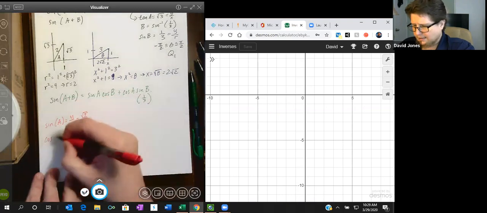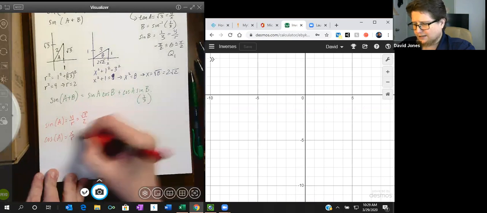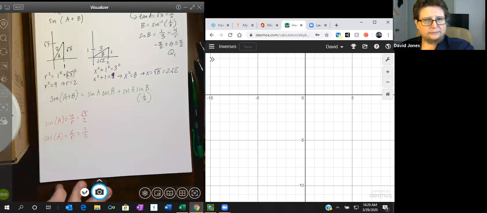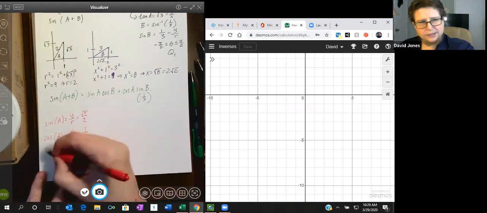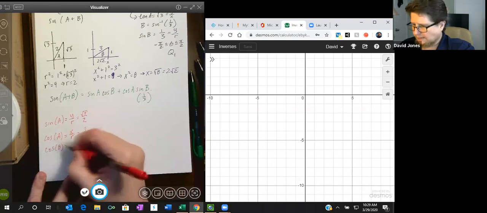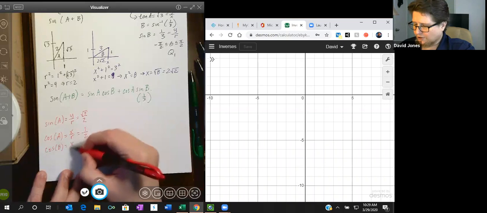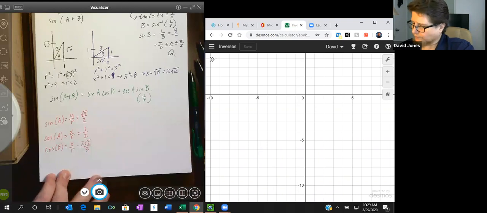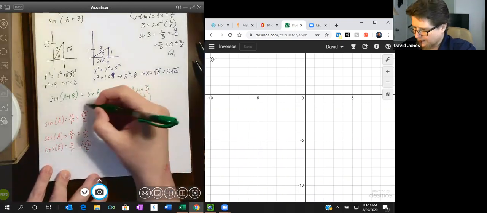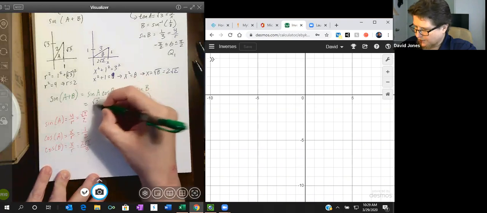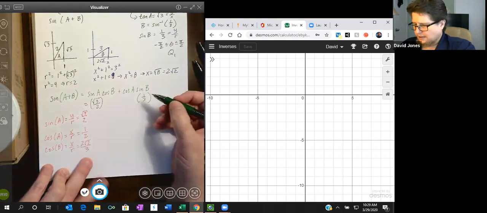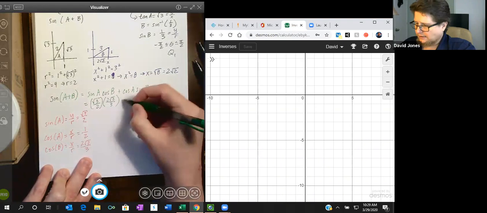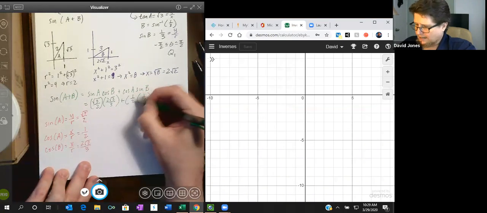Cosine A is x over r, which is 1/2. And finally, I need cosine B. And that's again x over r, which is 2 root 2 over 3. And I will put these all in up here. This is root 3 over 2. Cosine B is next, 2 root 2 over 3, 1/2.